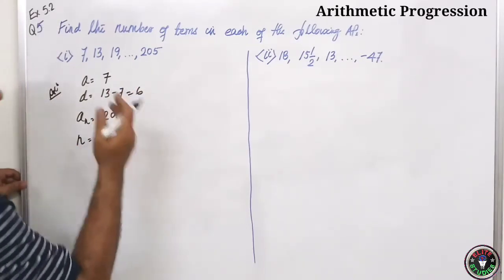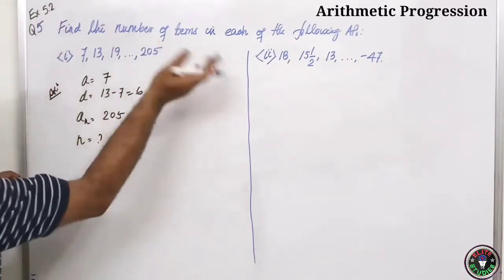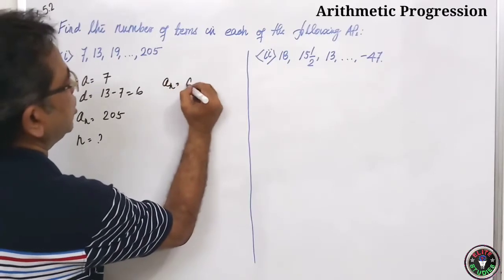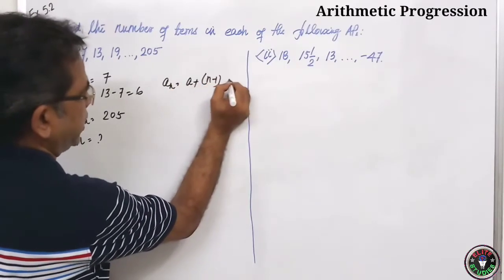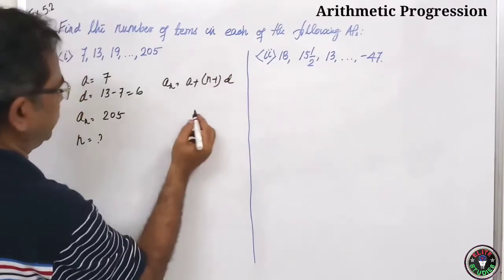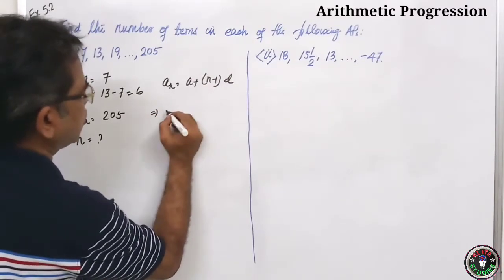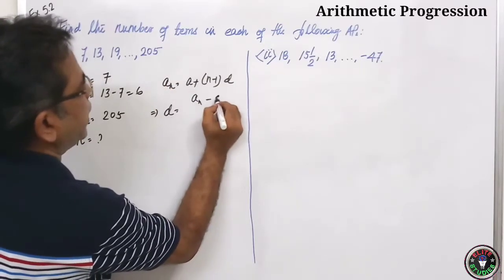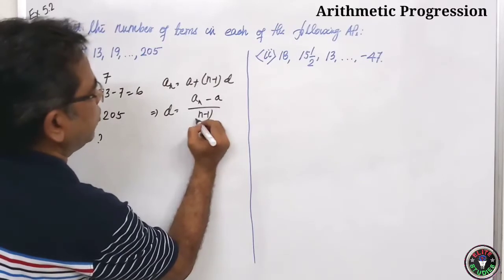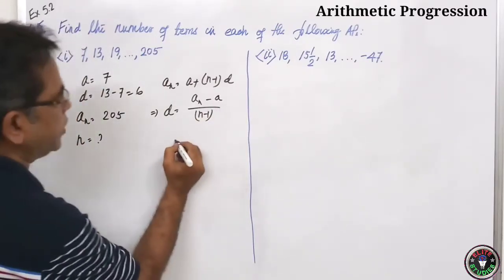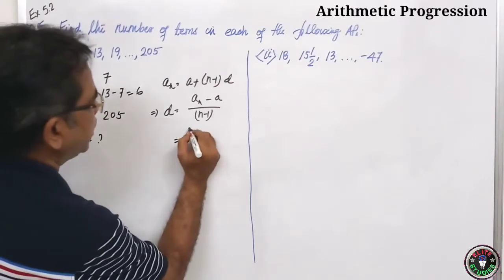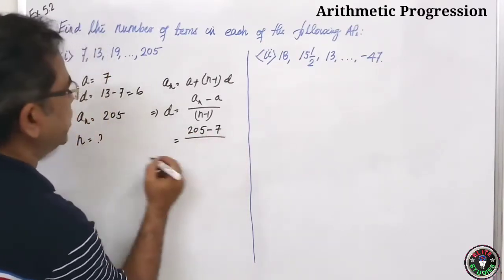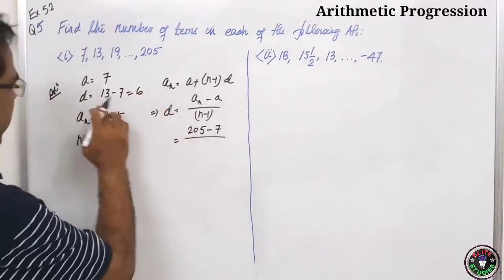Very easy. It is just like the previous question, only the way of representing the question is different. We know an is equal to a plus n minus 1 into d. So we can write directly, d is equal to an minus a by n minus 1. You can do it this way also. Oh, sorry. You have to actually find n, and d is given.